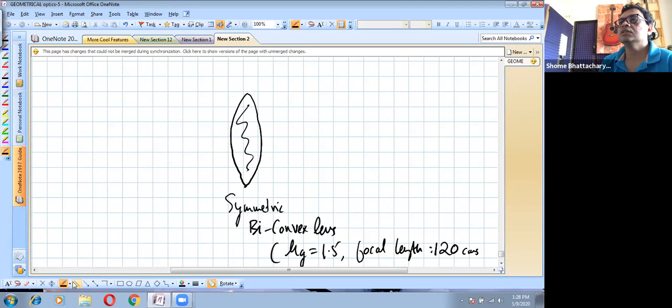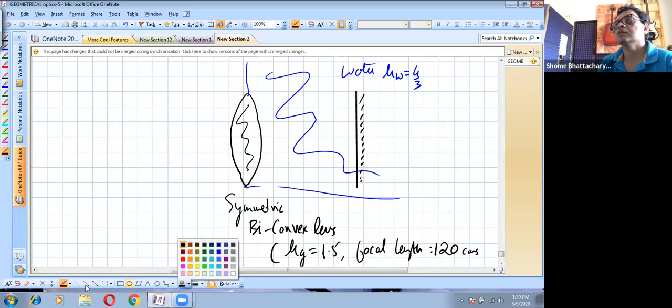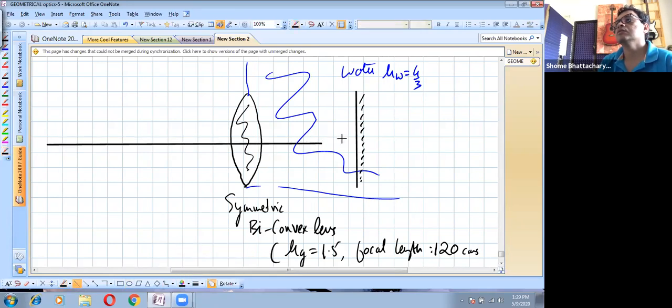Now what we're doing here is on one side of it we are having a water tank. And the refractive index of water is 4/3. Okay. And we also have now, let's say, a plane mirror over here. So the plane mirror's normal is coinciding with the axis of the lens. The principal axis of the lens also happens to be normal to the plane.